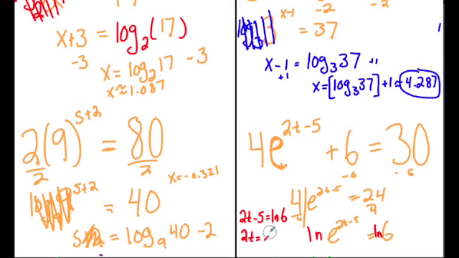So I'll add 5 on both sides. 2t equals ln of 6 plus 5 by adding the 5. And then I'll divide by 2. So t equals, and I'll put this in parentheses, ln of 6 plus 5 over 2. Okay? So let's go ahead and plug that in on our calculator.